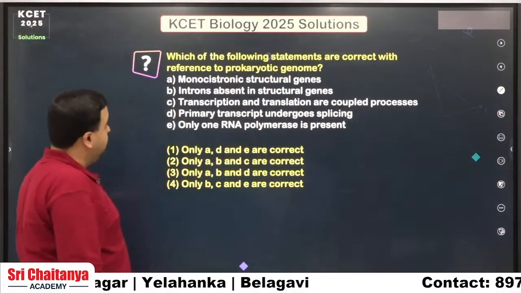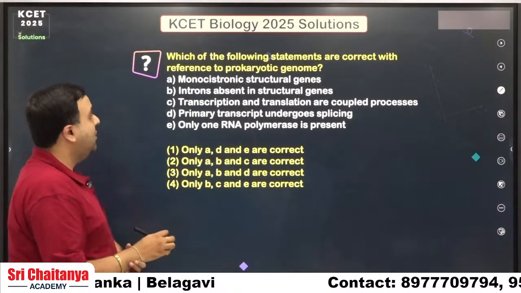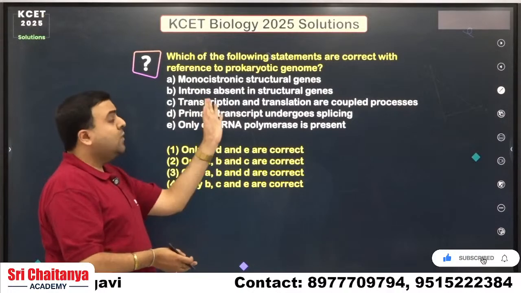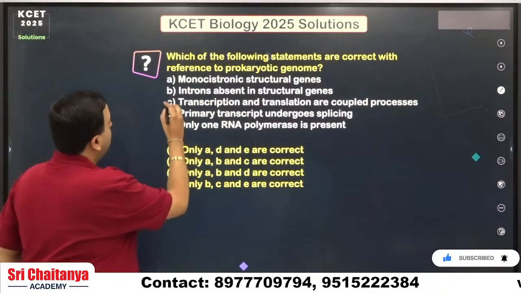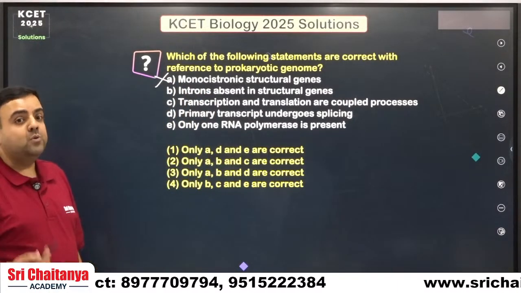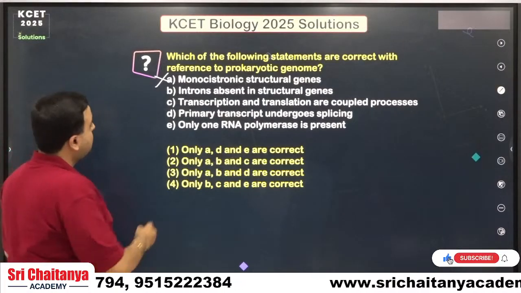Next one, which of the following statements are correct with reference to prokaryotic genome? So with respect to the haploid set, what is the correct set of statements for the prokaryote like bacteria? Monocistronic structural gene is false, because it's a characteristic of eukaryote. In prokaryote, we are going to see polycistronic genes.